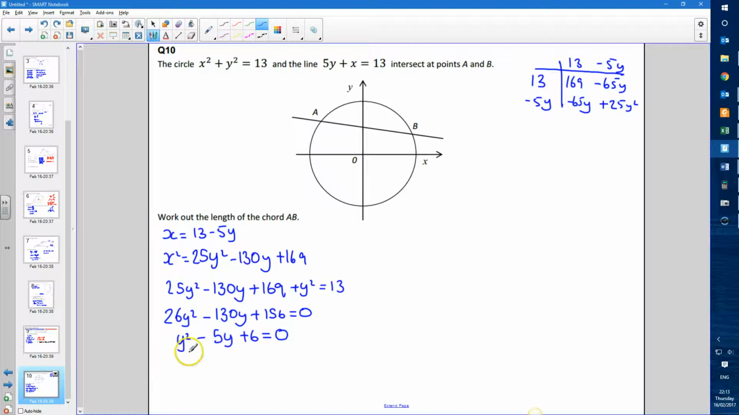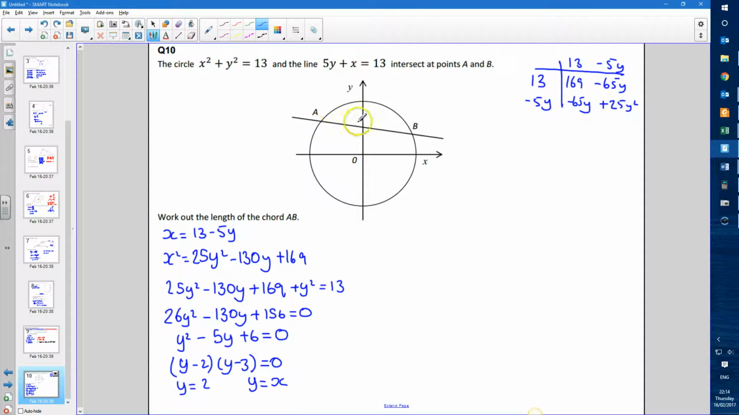So I now know that y squared take away 5y plus 6 is going to be equal to 0. If I factorise that, I've got y take away 2 times y take away 3 is equal to 0. I now know that the y coordinate of both of these points is going to be equal to 2, or y is going to be equal to 3.